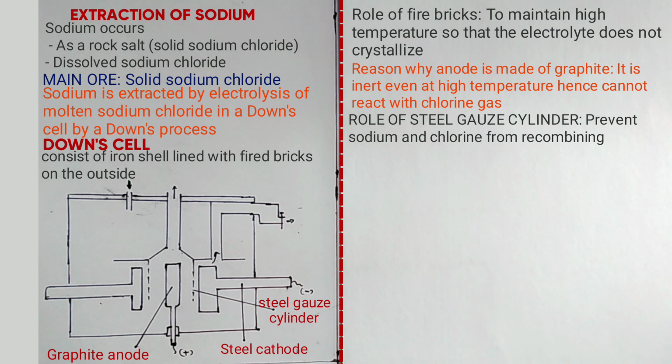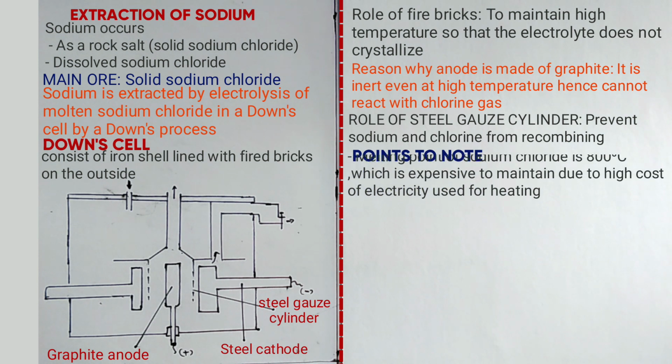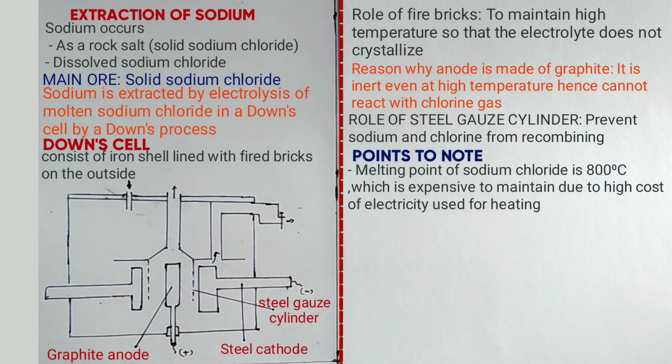The melting point of sodium chloride is 800 degrees Celsius. To maintain a temperature of 800, you require a high cost of electricity. Hence, the process becomes uneconomical, or expensive. Therefore, to lower the melting point of sodium chloride, molten sodium chloride is mixed with calcium chloride. The role of calcium chloride, an impurity, is to lower the melting point of sodium chloride from 800 to 600 degrees Celsius. The significance of lowering the melting point is it makes the process economical, or less expensive, because it saves on the cost of electricity used for heating.